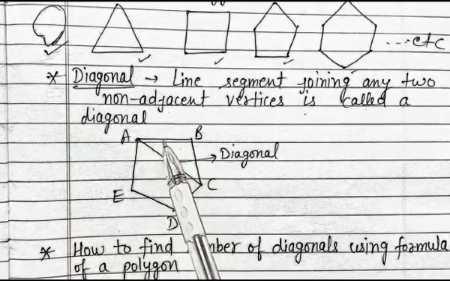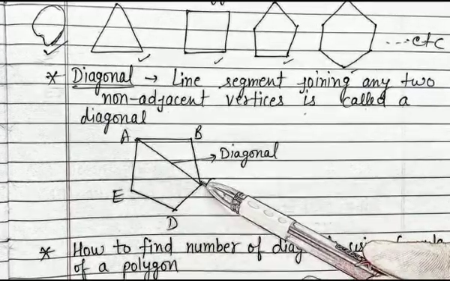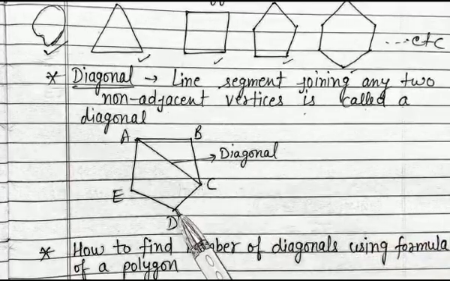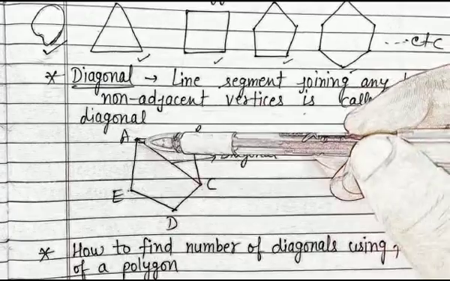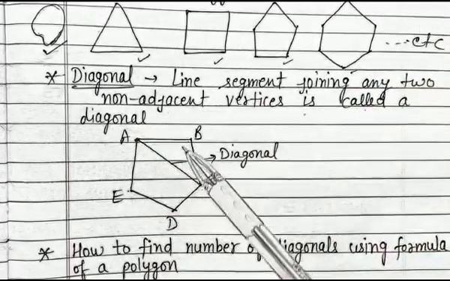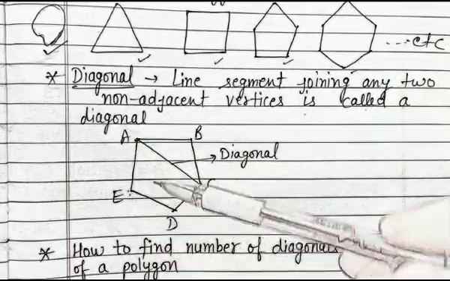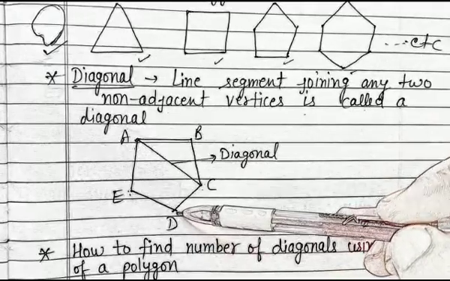A and B are adjacent vertices. B and C are adjacent vertices. C and D are adjacent. D and E are adjacent. A and E are adjacent. But A and C are non-adjacent. B and E are non-adjacent. A and D are non-adjacent.